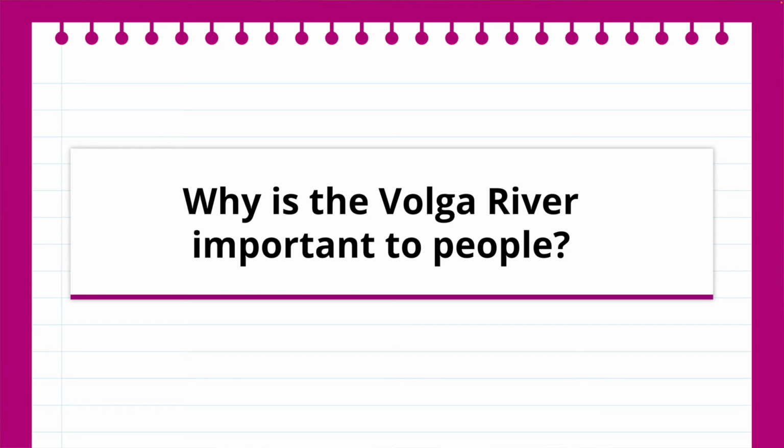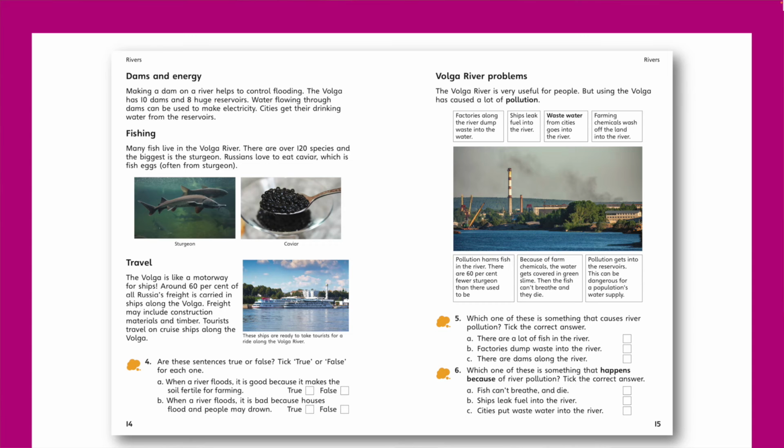Lesson 3 asks, why is the Volga River so important to people? This is a focused case study on the Russian people living along the Volga River, and is a good example of how human and physical geography interact. Pupils will learn how the river provides fertile farmland when it floods, is dammed for energy, and how the waters can be used for fishing, amongst other benefits. Different types of pollution that harm the river will also be explored.